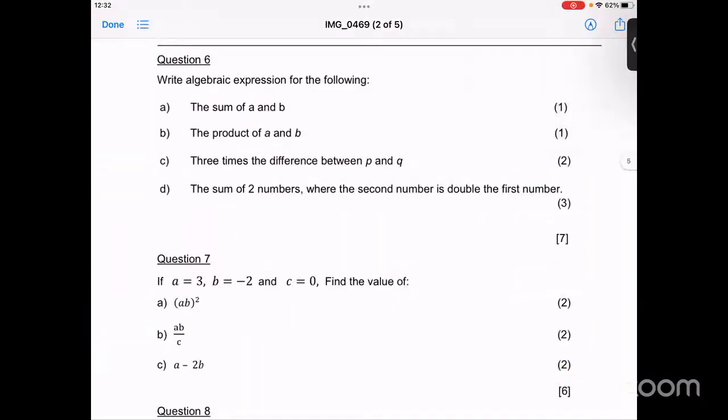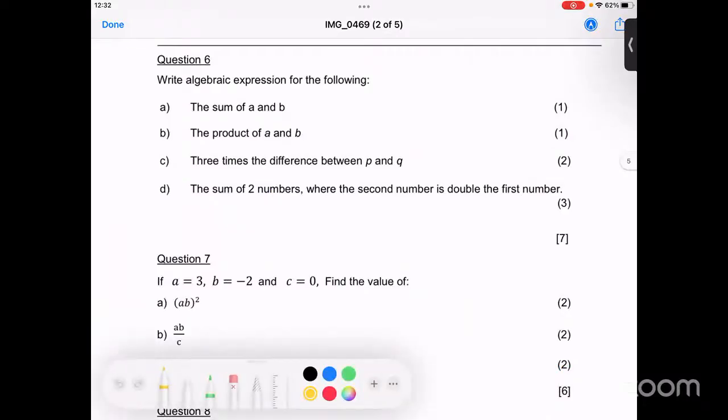Okay, got something interesting that I would like for us to go through. An exam paper that we are going to go through and see what is expected of you. So let's see. Question number 6, they would say write algebraic expression for the following. You need to write algebraic expression for the following.